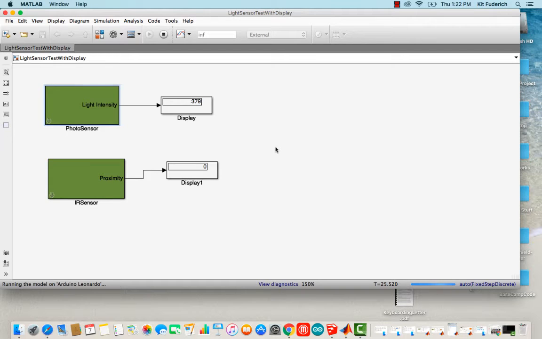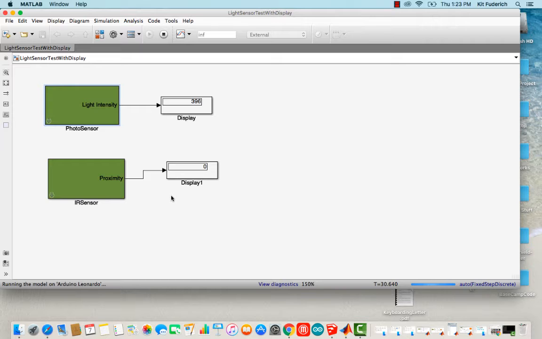Here's a Simulink model which measures light intensity and proximity by way of two different sensors on the Mini-Q robot, the photosensor and the IR sensor. Right now both of these are running in external mode, so the readings on the displays are dynamic. You'll see that for the proximity sensor it's 0, and as I move my hand in, then the display raises to 40 potentially.